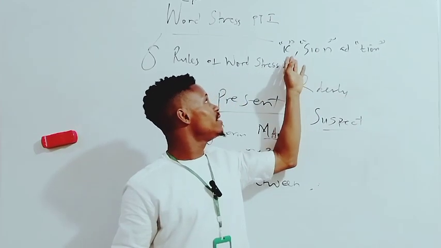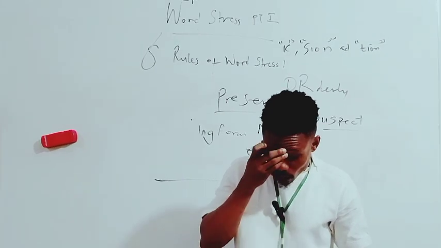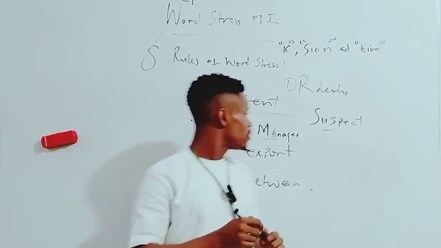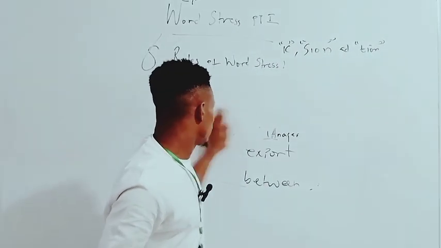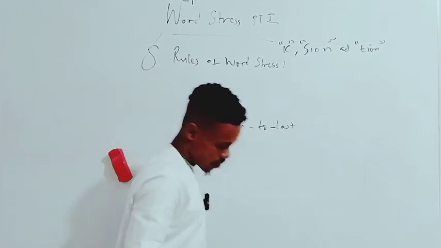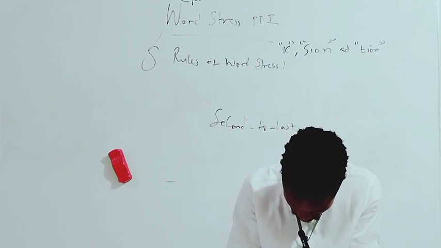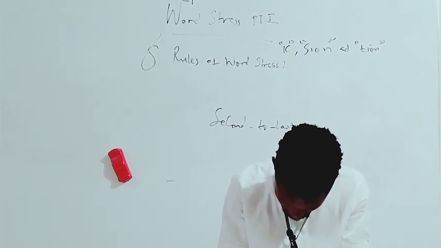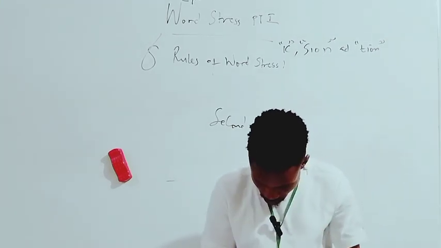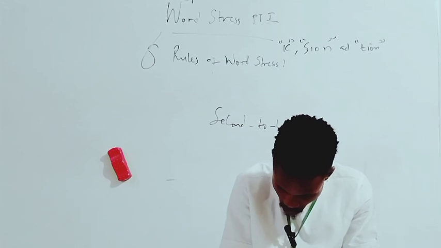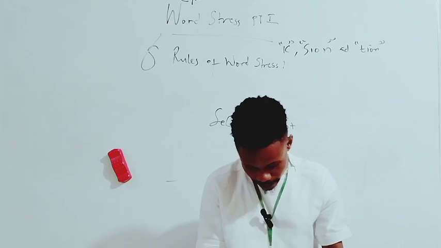When words end in this, the stress is on the second to last syllable. Full stop. You count syllables backward and put the stress on the second from the end.